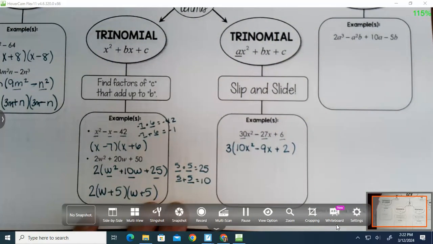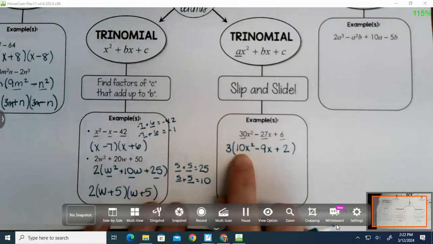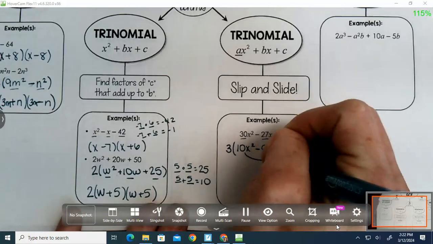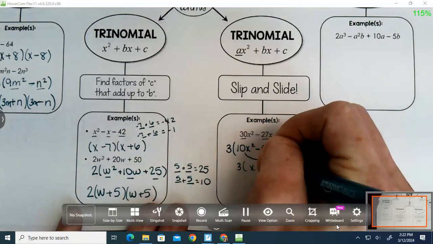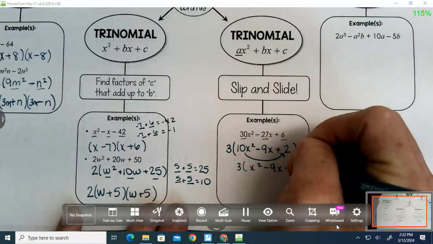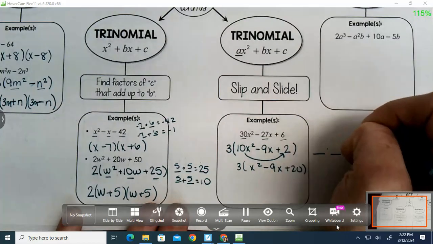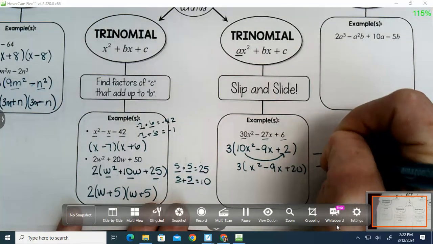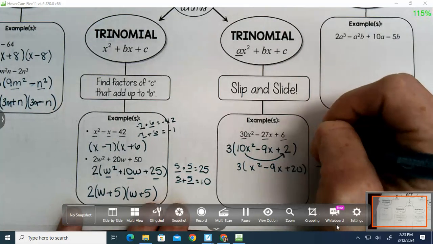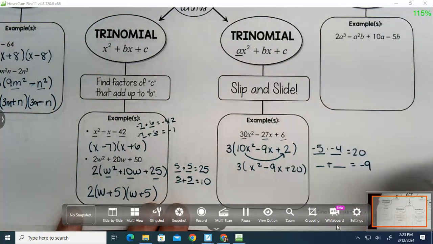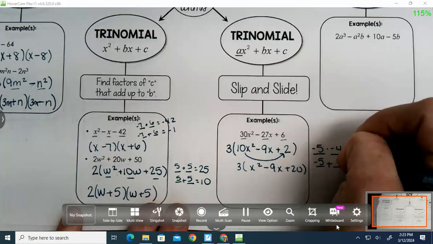Now what do we have to do? Slip and slide. Because it's not just a 1x squared, we can't go straight into the shortcut. We have to do our slip and slide. So we slide the 10 down. 10 times 2 makes 20. So now I need numbers that multiply to positive 20, add to negative 9. Negative 5 times negative 4 is positive 20. Negative 5 plus negative 4 is negative 9.